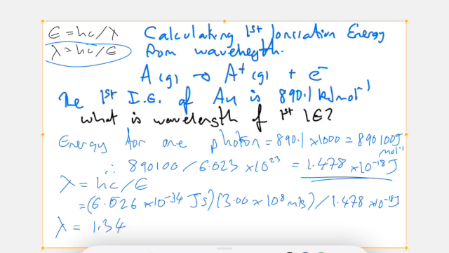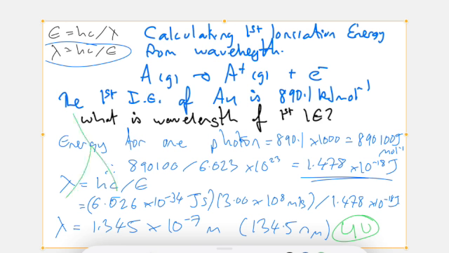I've taken out joules, I've taken out seconds, the only thing left is meters. Remember the nanometers I mentioned at the beginning of the video, meters to nanometers, 10^-9, well, that makes it 134.5 nanometers. Where does that put that wavelength? In the UV part of the spectrum.